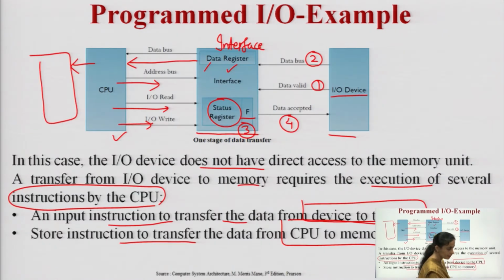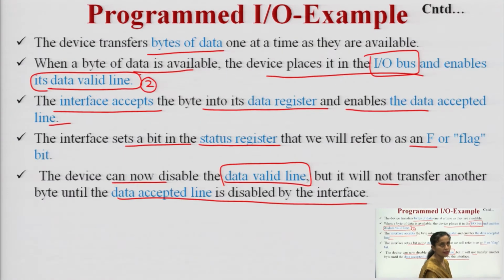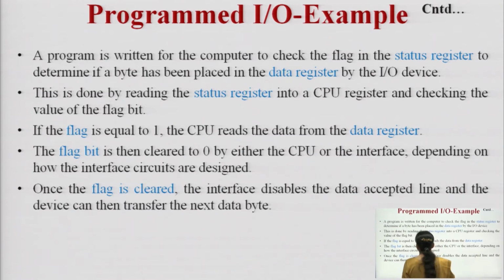In this manner the communication between IO and the interface, and between the interface and CPU, is taking place, and then from CPU to memory is taking place. That is not shown in this diagram. Then, as I told, the program is written for the computer to check the flag in the status register to determine whether the byte has been placed in the data register by the IO device or not. If it is placed, then we will be sending the next byte.